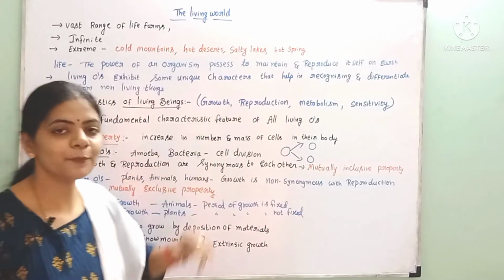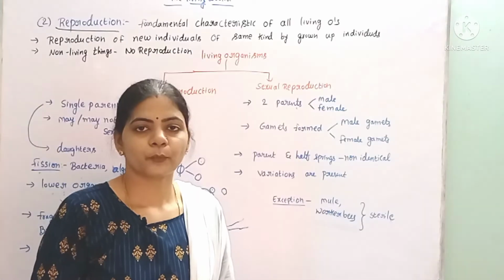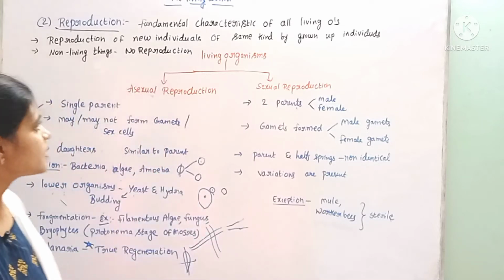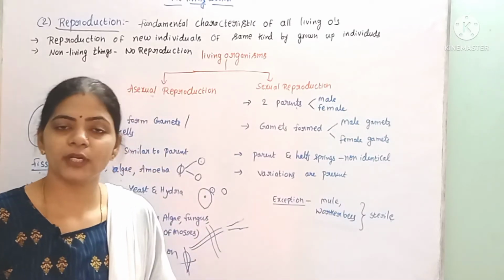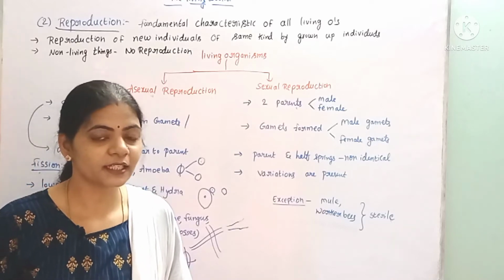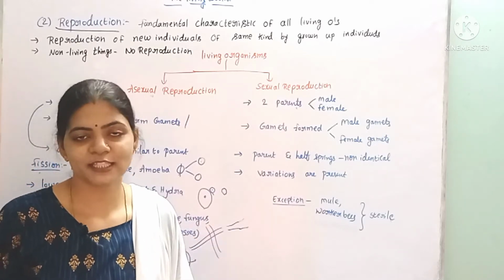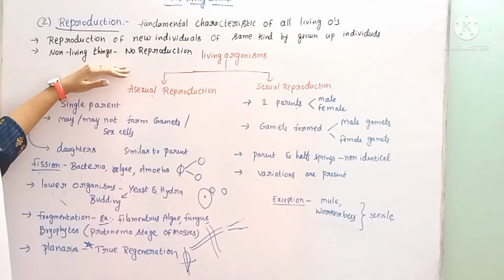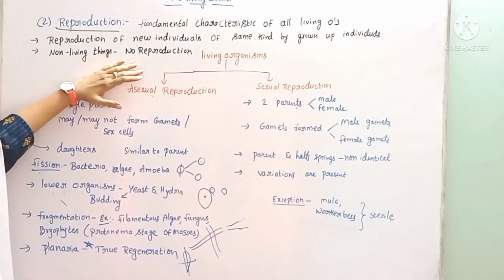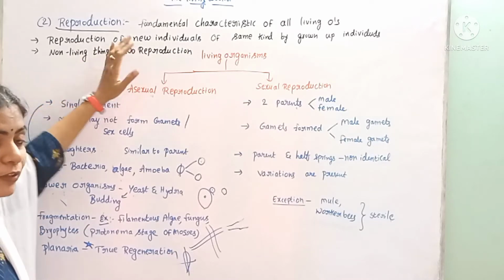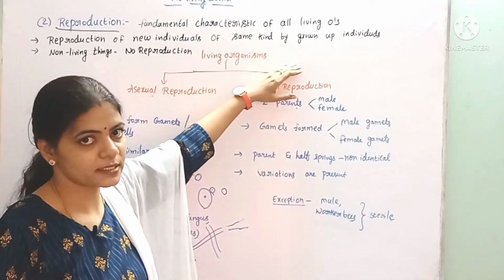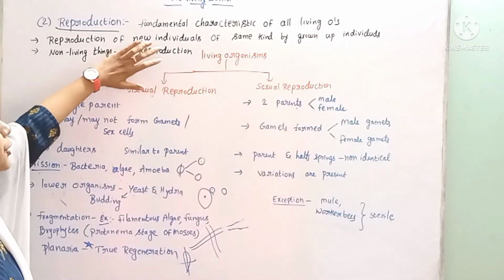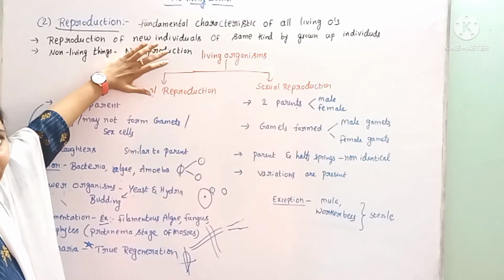And the next one is reproduction. The next characteristic exhibited by living organisms is reproduction. Reproduction is also a fundamental characteristic feature of living organisms, and it is not exhibited by non-living things. And what is reproduction? Reproduction is the capability of an individual, where new individuals are formed from the same kind of grown-up individual.